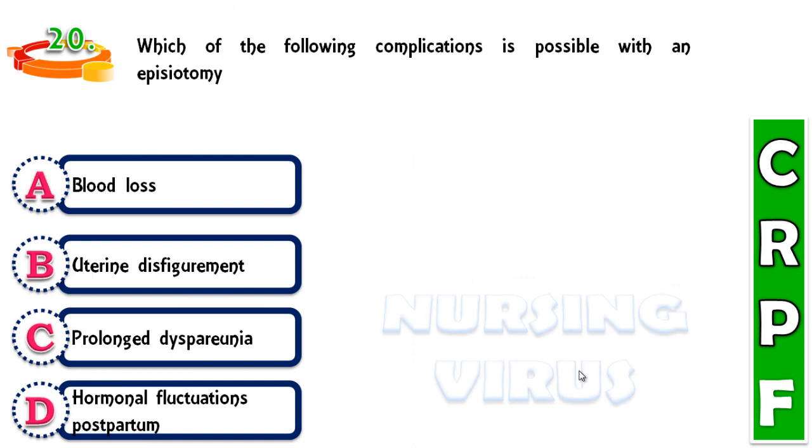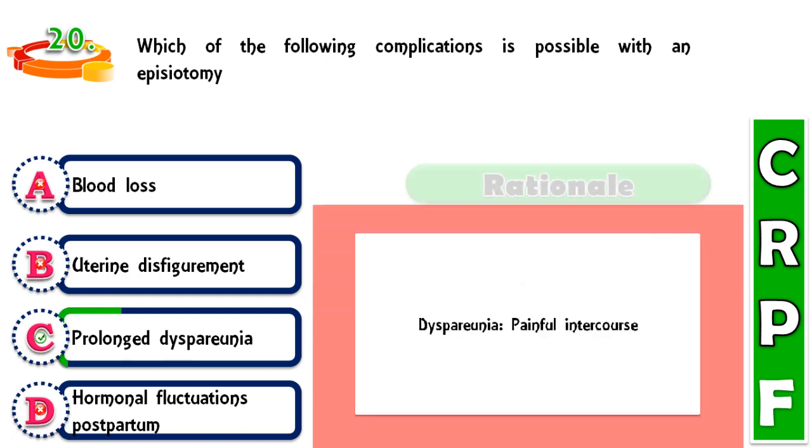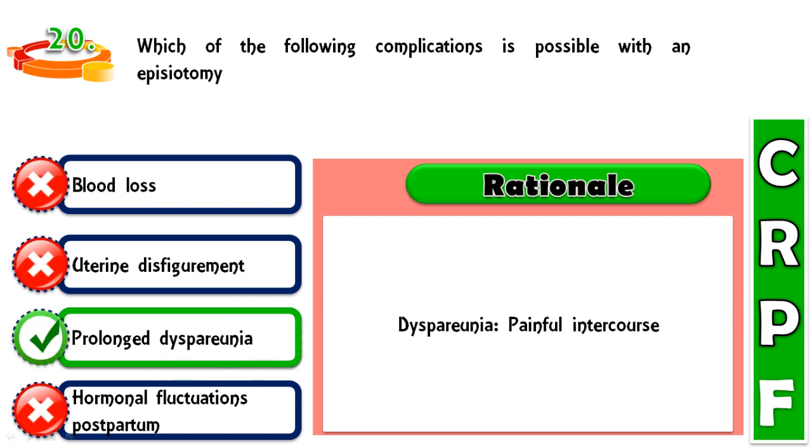20. Which of the following complications is possible with an episiotomy? Blood loss, uterine disfigurement, prolonged dyspareunia, hormonal fluctuation, postpartum. So the correct answer is prolonged dyspareunia, that is painful intercourse.